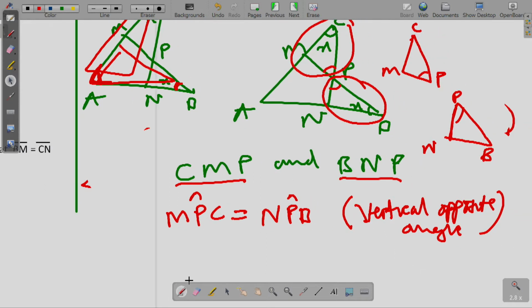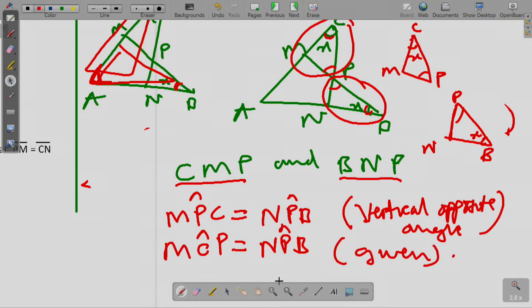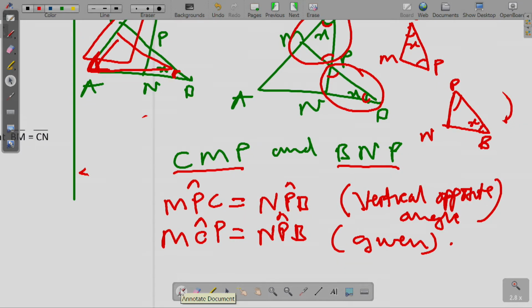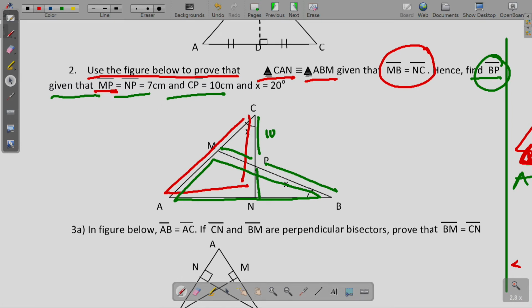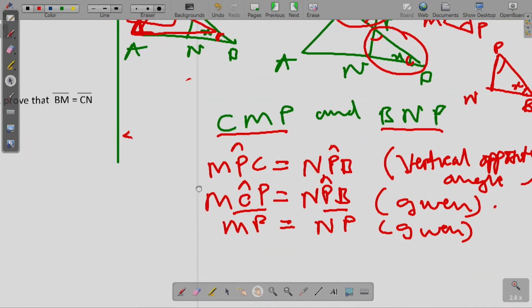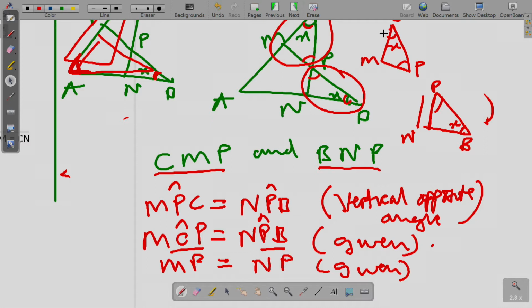Also, we see that this angle is the same, this one and this one. So also angle MCP is equal to angle NBP. This is given. So let's finish with the last reason. Also, given that MP is equal to NP, and this is also given. From our question, we are given that MP is equal to NP.